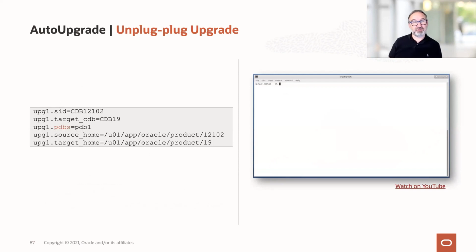Let me show you this with a quick demo. For the demo, we use that config file here. In the first line, this is the current CDB where my PDB is plugged in. The second line, the target CDB, is the receiving CDB. So I will unplug, third line, only one PDB here, PDB1, and it will be plugged into CDB 19 and then upgraded. And source and target home.